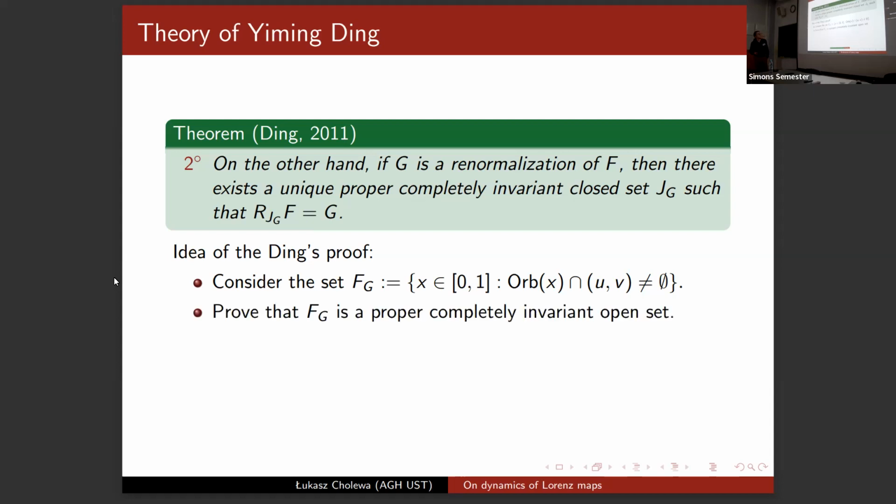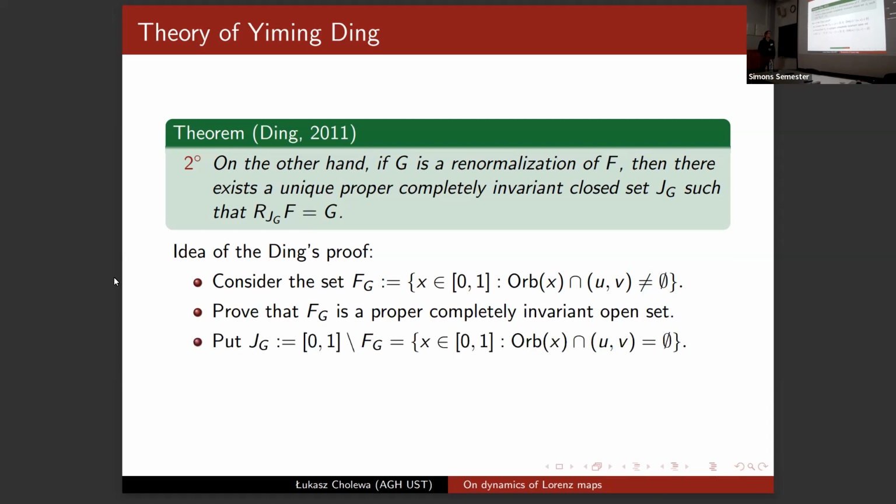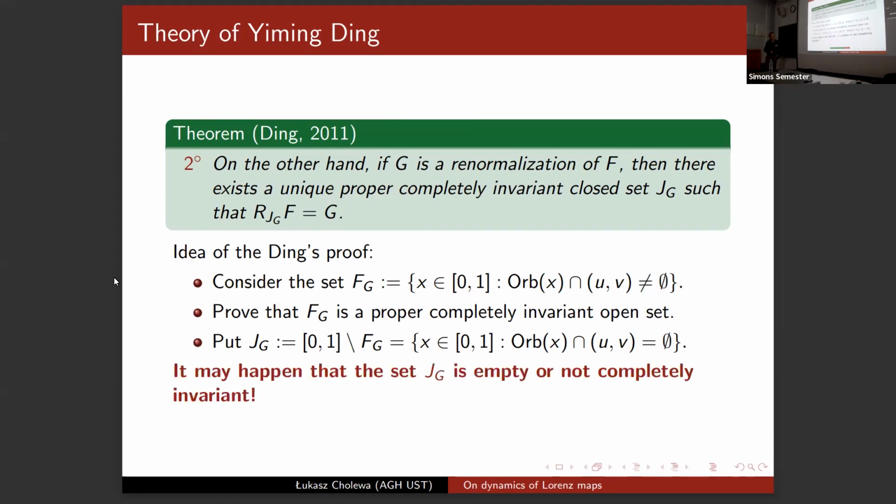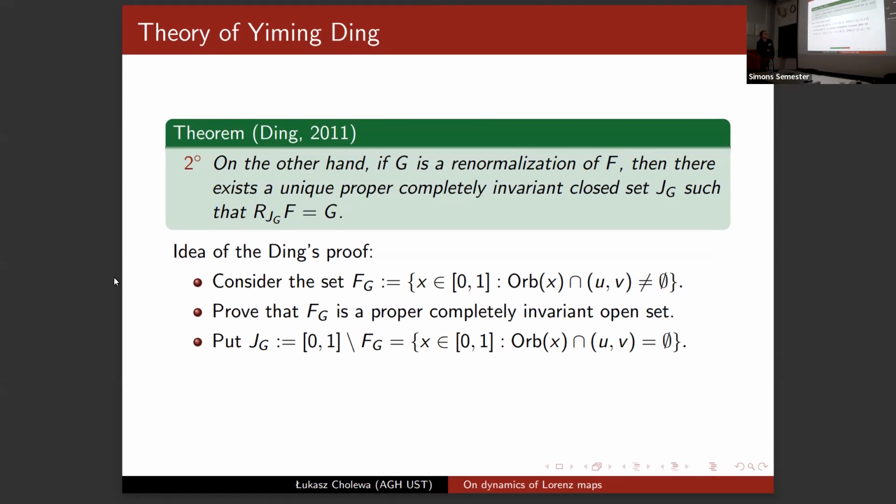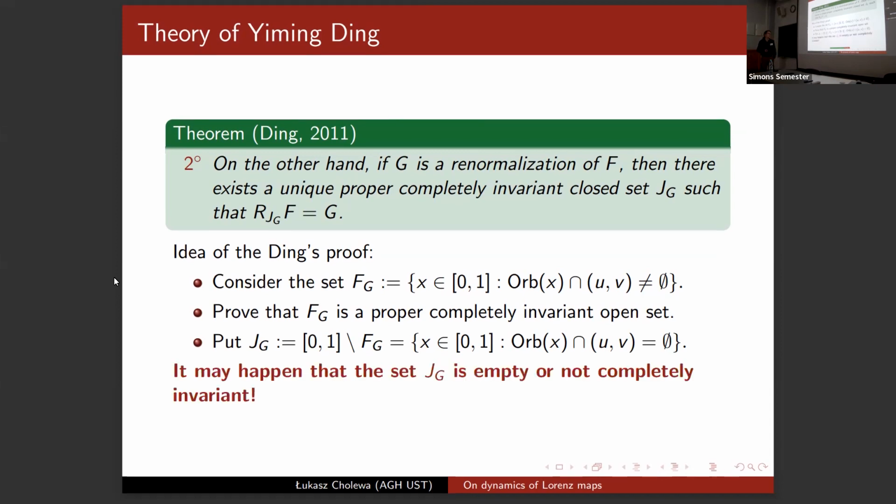Next, Ding claims that this set Fg is a proper, completely invariant open set. So its complement will be a closed set and also proper, completely invariant. And if I use this set in the procedure from the first part of Ding's theorem, then I will obtain the renormalization G. But it turns out that it may happen that the set JG is empty or not completely invariant. Okay, and I will show you.